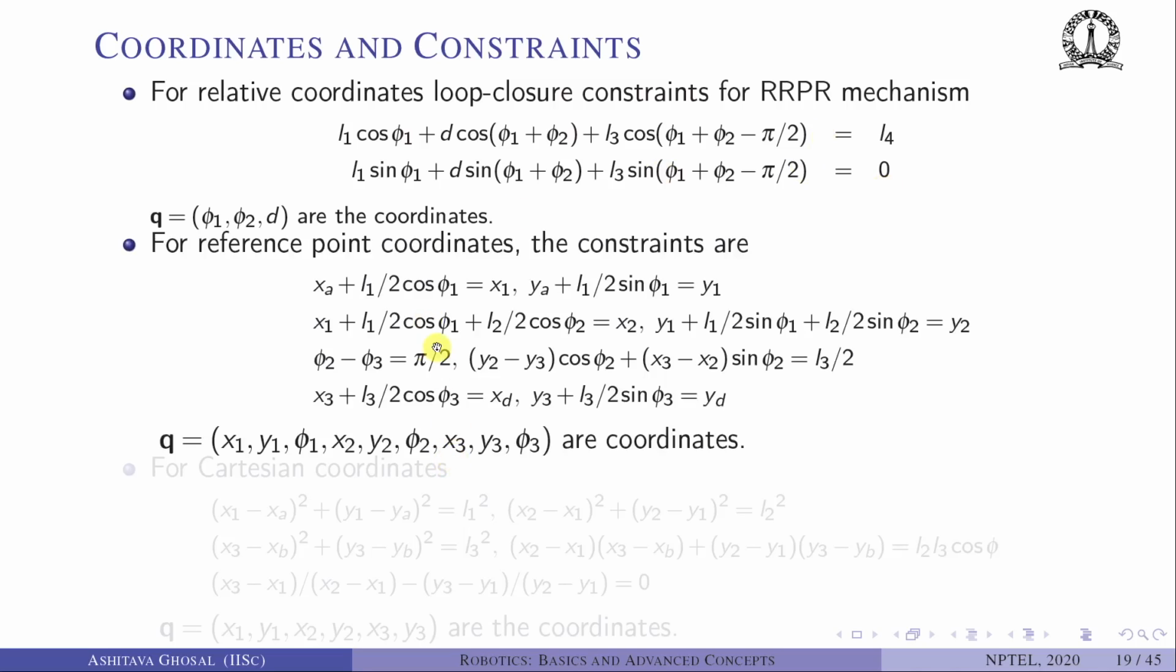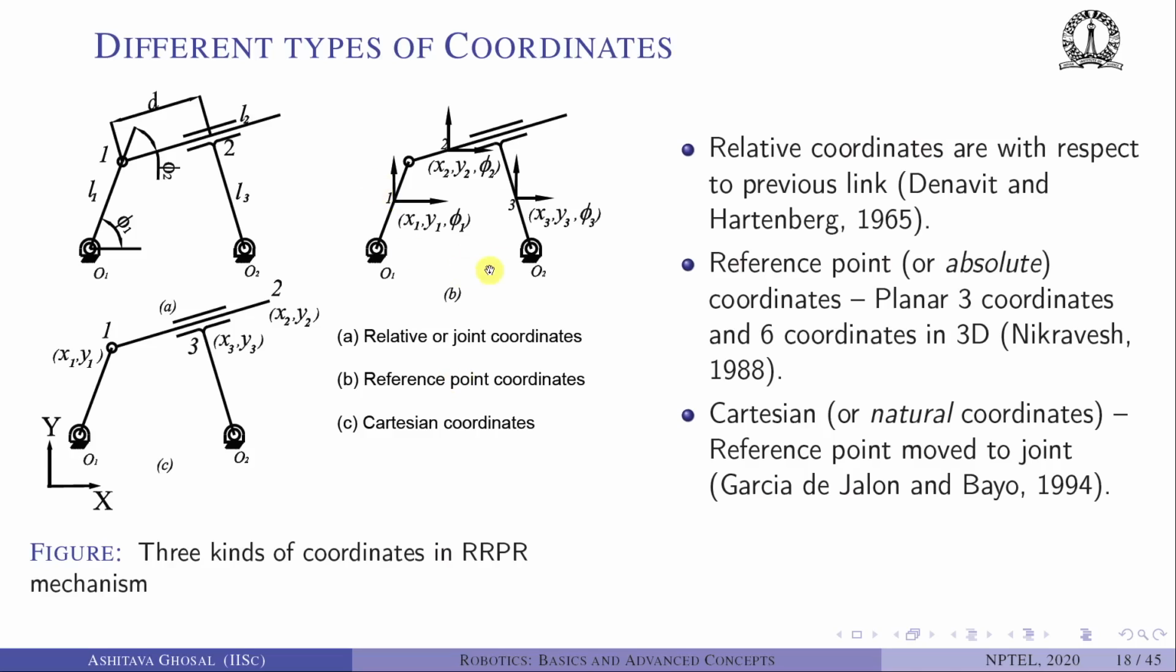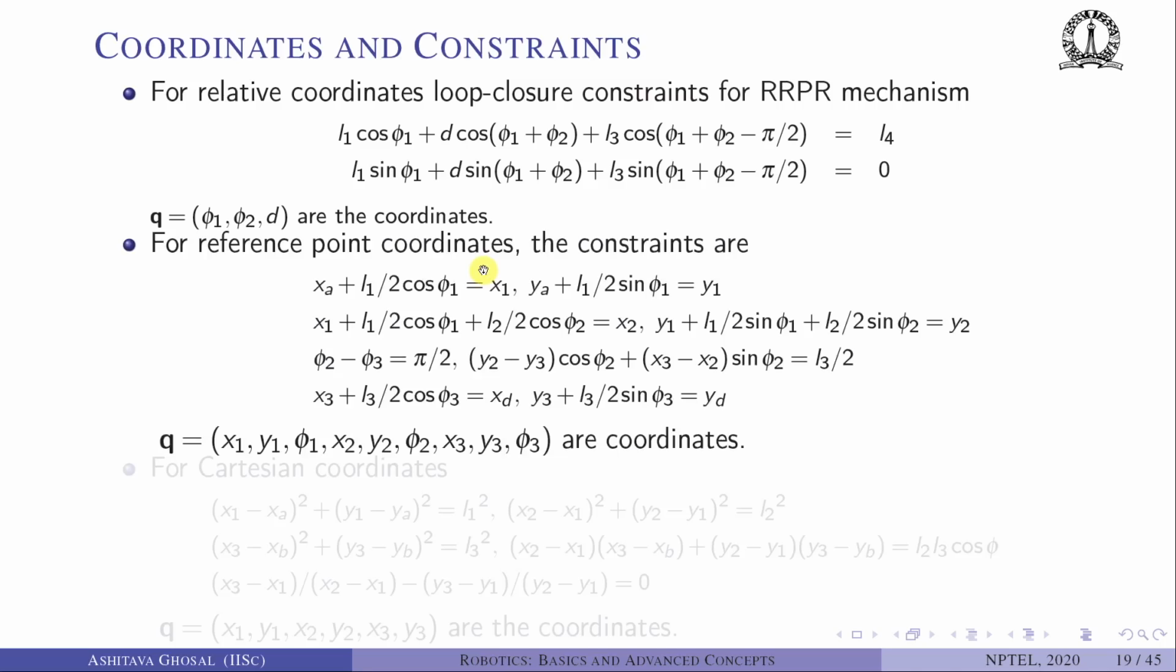So if you have reference point coordinates, how many were there? Sorry, there were 9 of them: x1, y1, phi 1, x2, y2, phi 2, x3, y3, phi 3. For Cartesian coordinates, there were 6 of them. So for the reference point coordinates, there must be 8 constraints, and these are the 8 constraints. You can see that xa plus L1 by 2 cos phi 1 will be equal to x1. ya plus L1 by 2 sin phi 1 is equal to y1.